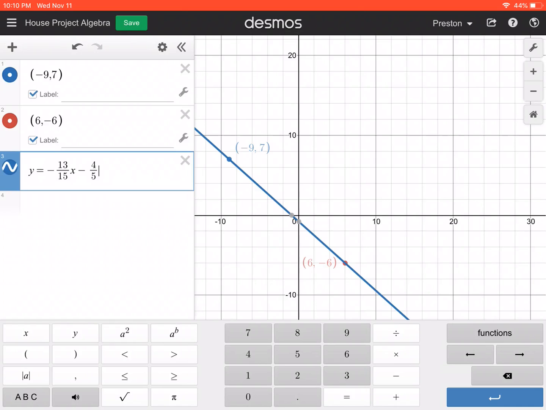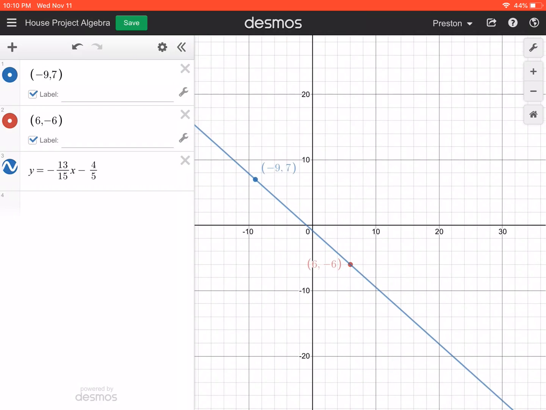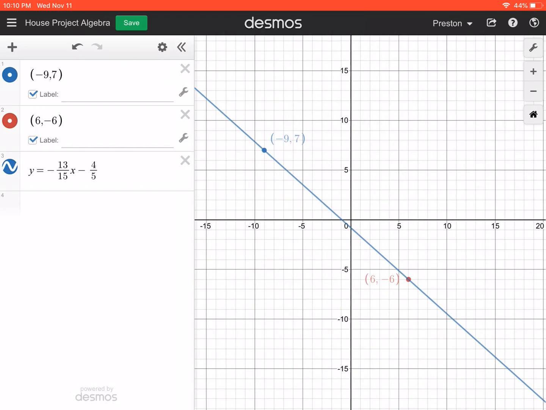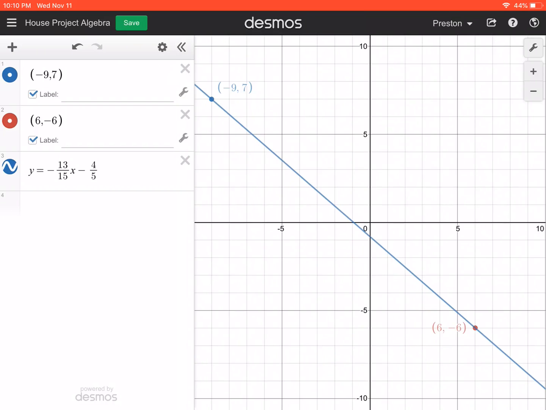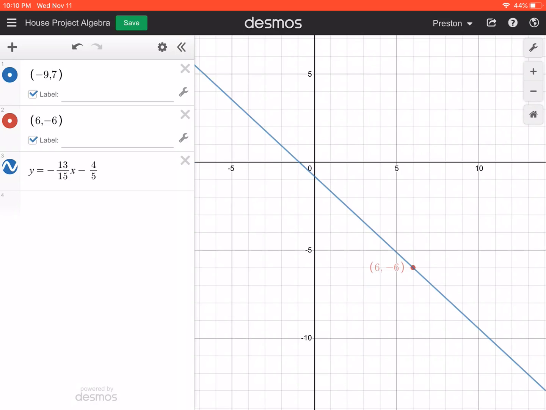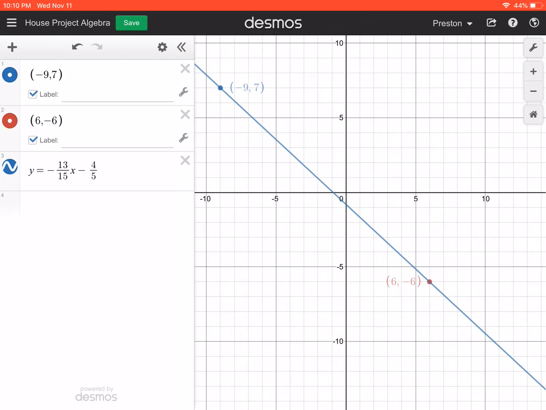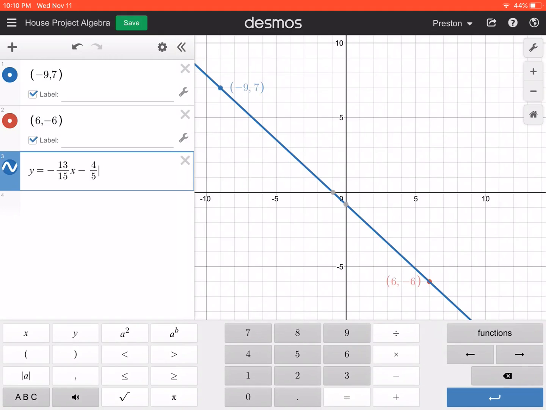Now I need to make it so that the rest of these lines don't show up, because I don't want the lines to go on forever. So I'm going to set my domain and range. Notice here my domain, if I'm using x, is going to go from my x values -9 to +6. Those are my x values. If I wanted to use y, my values would go from -6 on the bottom to 7 on top. So I'm just going to use x.